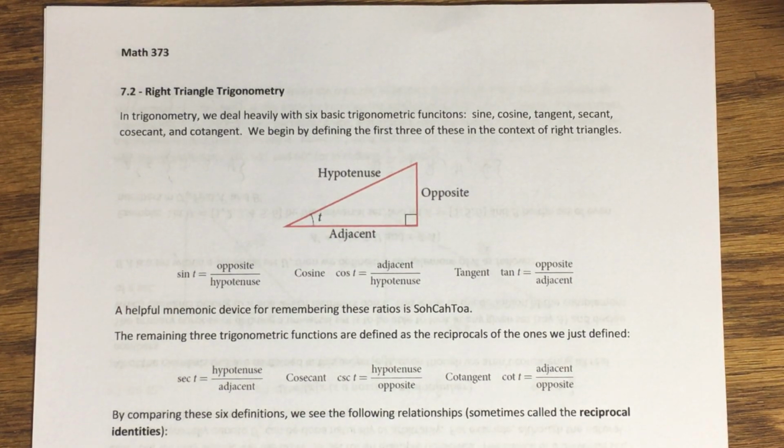Okay, so now we are in 7.2. 7.1 was just a breakdown of angles and a lot of terminology and basic concepts surrounding those. But we haven't done any trigonometry yet. Trigonometry involves angles, but in particular, we're talking about these things that we call trigonometric functions.